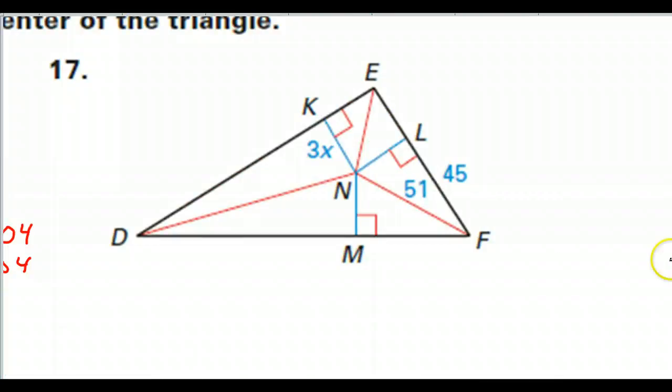All right, number 17. This is basically the same exact thing. This time I'm going to look at this triangle over here.